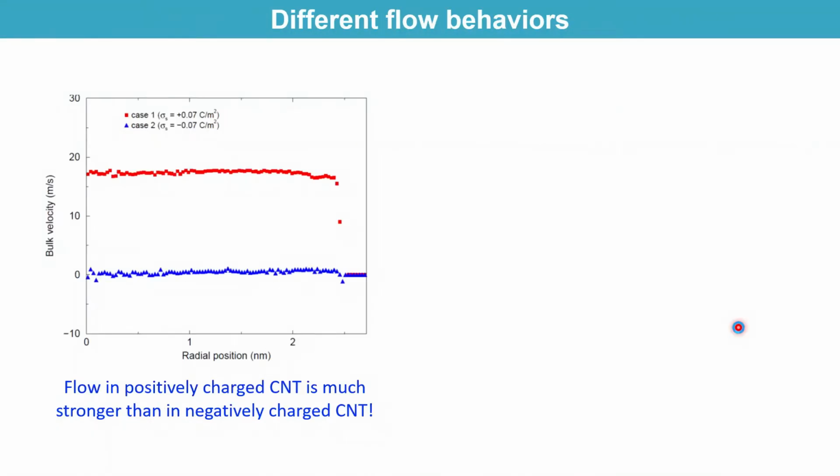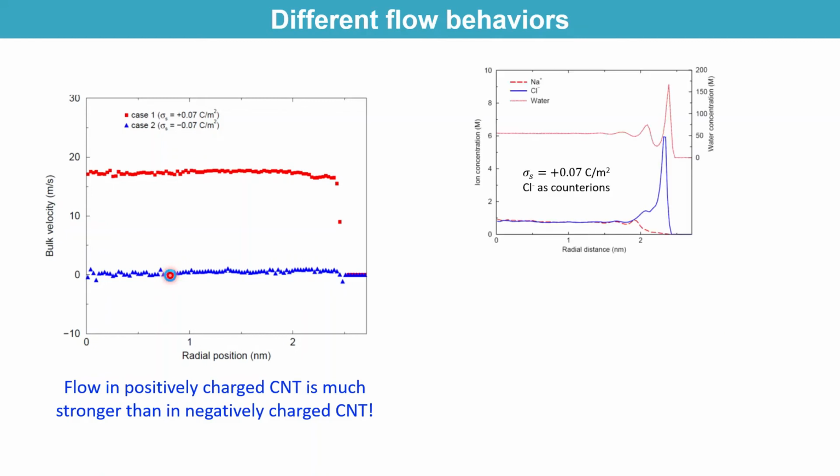So now here's the result. Shown here is the velocity across the nanotube as a function of radial distance. When the surface is positively charged, we get a gigantic flow, and when the surface is negatively charged, the flow essentially vanishes. What this means is that when we flip the surface charge density, the flow did not go as the continuum theory would predict. So why is that? We can answer this question by looking at the water and ion distribution across your nanotube.